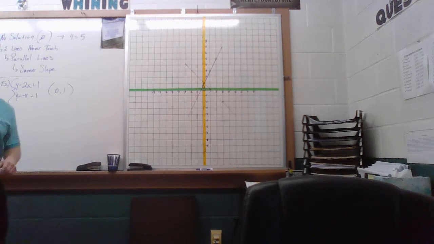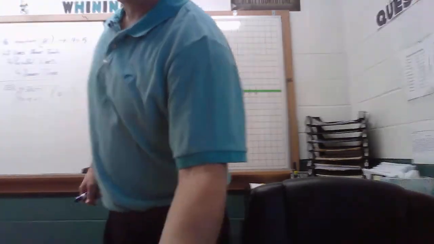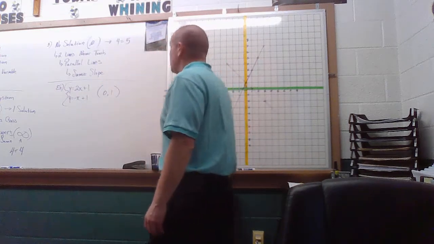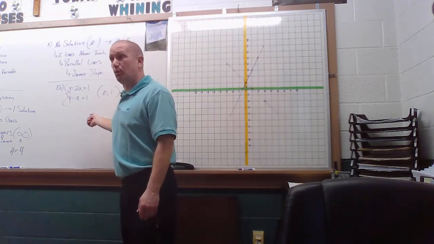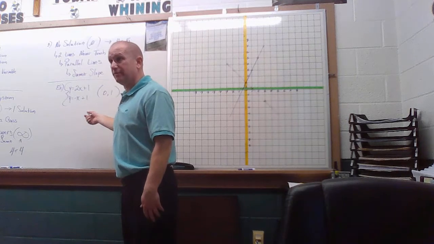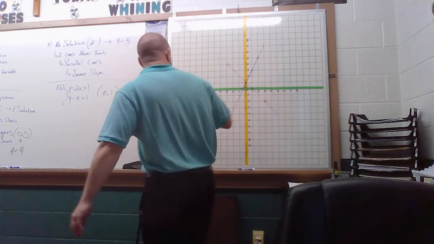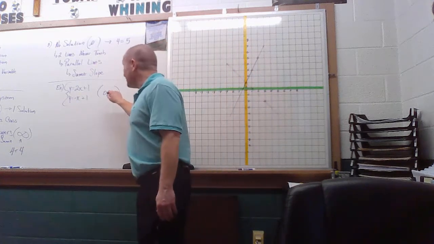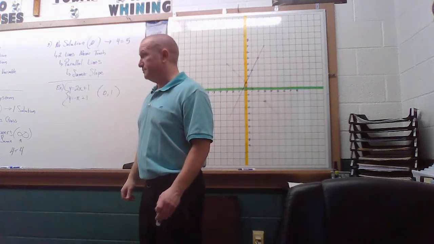Okay? So again, this is huge for these. It is one solution because they actually cross, but you have to write that one solution as a point. If you don't write it as a point, you get it wrong. So you still have to do it on your graph and figure it out, but then you have to write it as that one solution.